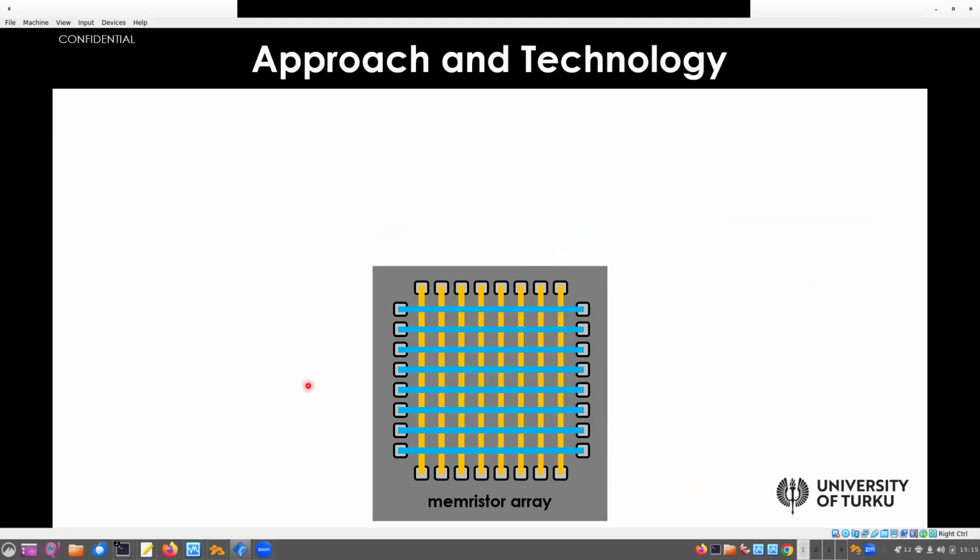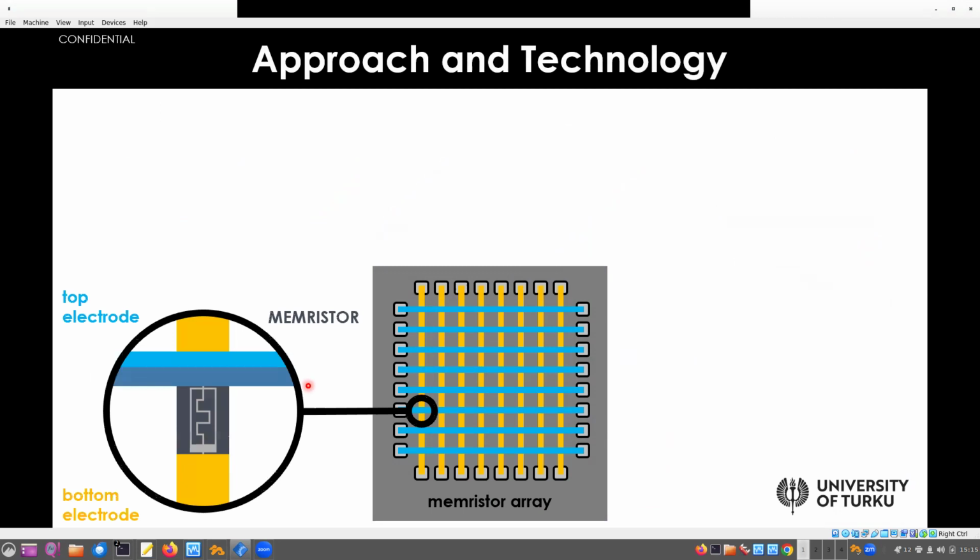So what we do is we make these memristor arrays, where you have the memristor in between, in all these cross-section places here. So you have top electrodes and bottom electrodes, and in between you have the memristor.